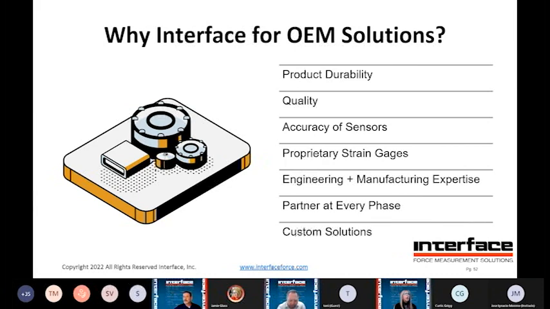And I know you guys had talked briefly about environmental considerations. I mean, we see submersible requirements, sealed requirements, temperature requirements, far below freezing all the way up to extreme heat. What are the capabilities around those types of sensors?